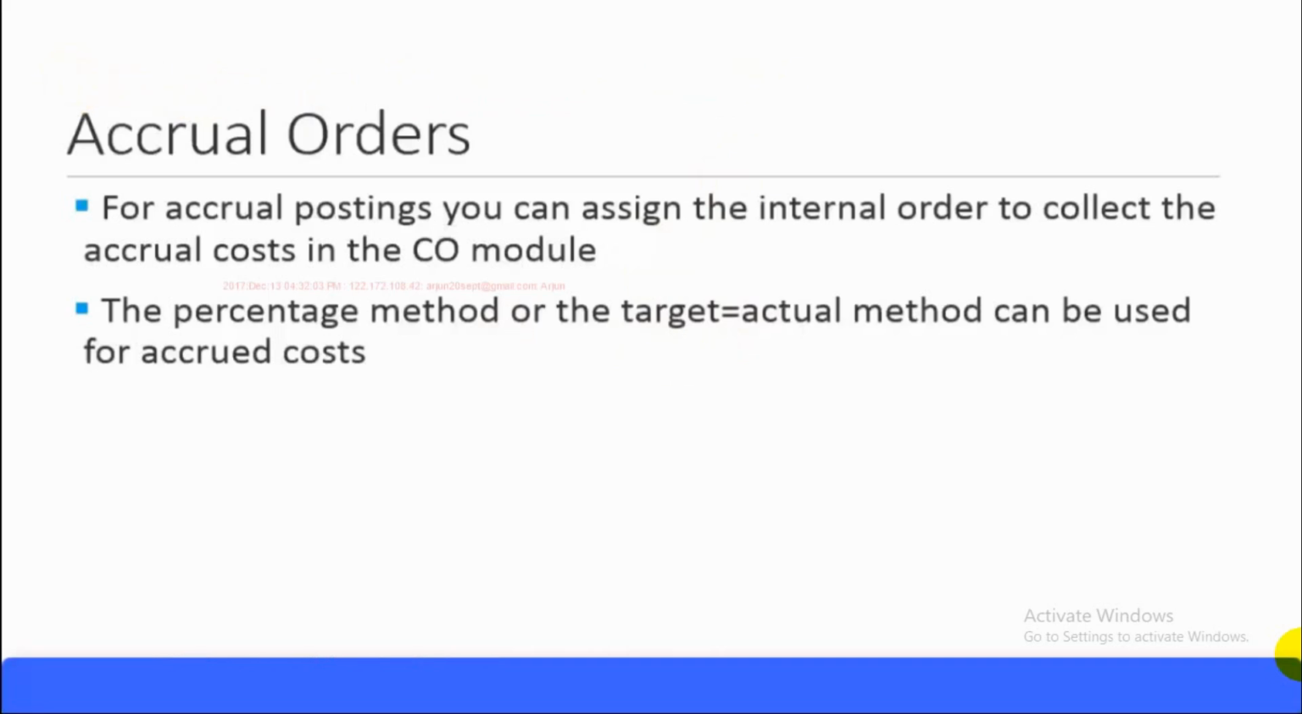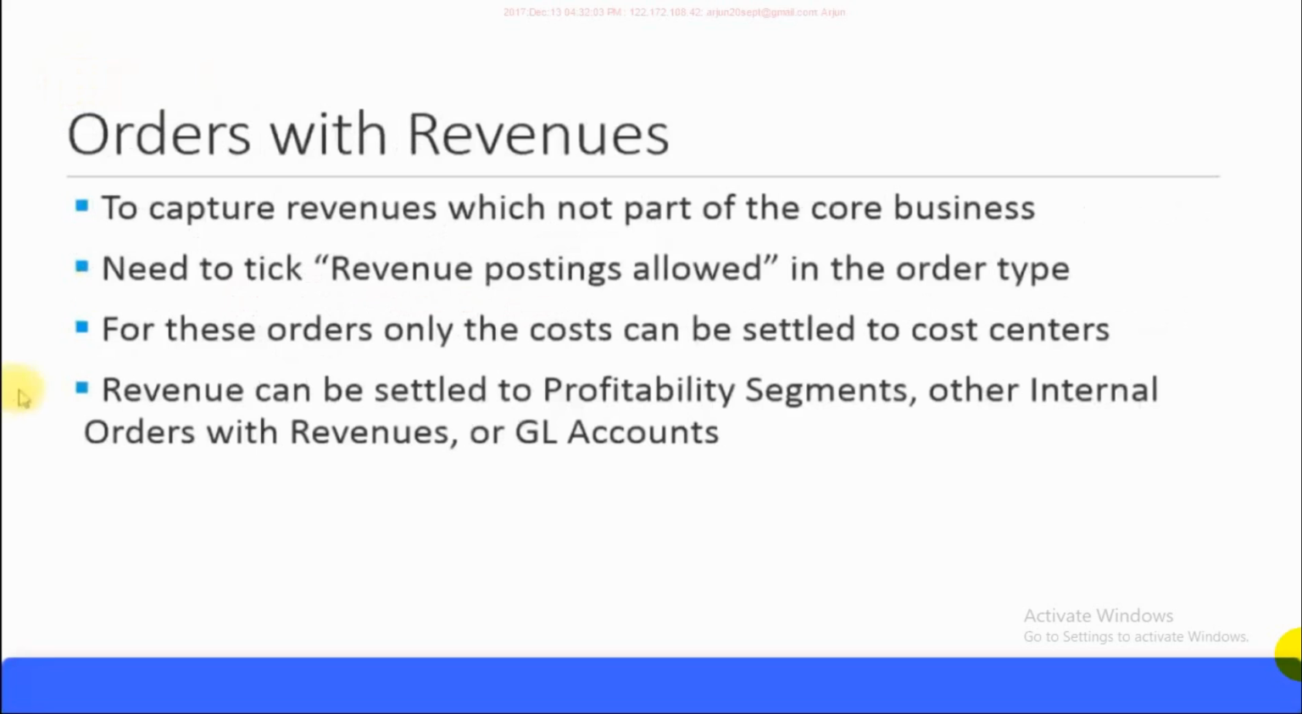The other type of orders is orders with revenues. Sometimes companies might use it, even though it's a very rare scenario. This is to capture revenue which is not part of your core business. For example, if you are in the business of selling laptops and a company asks you for advice on what type of hardware to purchase, and you're doing something like a consultancy service, which is a one-off thing and not part of your core business, then you don't have to create sales orders just for that. You can create an internal order with revenues.